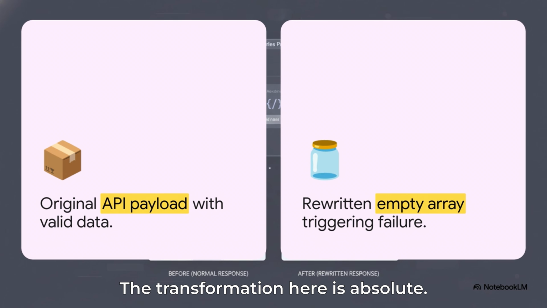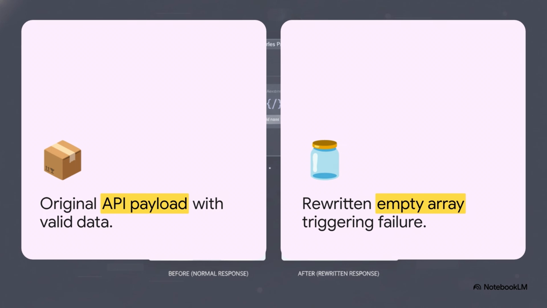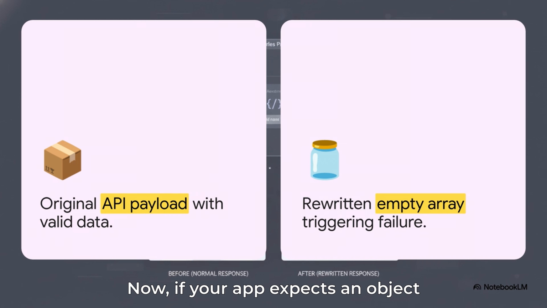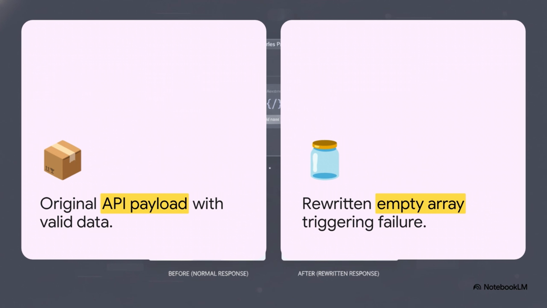Then, in the replace field, we simply drop in an empty array. The transformation here is absolute. A robust, perfectly formatted JSON payload from your API is intercepted, scrubbed, and replaced completely by an empty array. You've just simulated catastrophic data loss right on your local machine to see how your app handles it. Now, if your app expects an object and gets an empty array, it's probably going to crash. But now, you can reproduce that crash, debug it, and fix your code to actually handle empty data safely.